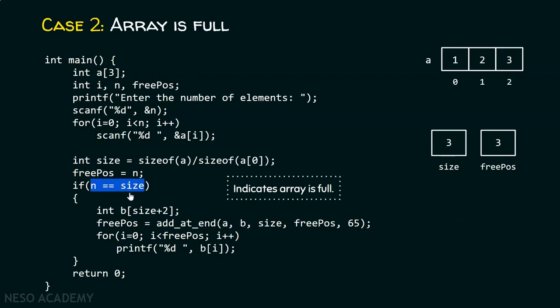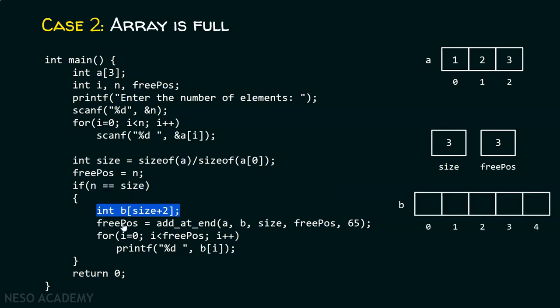This indicates that the array is full. How is it indicating? You can see over here that n indicates the number of elements entered by the user. If it is equal to the size of the array, that means the array is full. Therefore, we get inside this if construct. Here you can see that I have declared this B array which can accommodate up to 5 elements, because the original size was 3 and 3 plus 2 is 5.